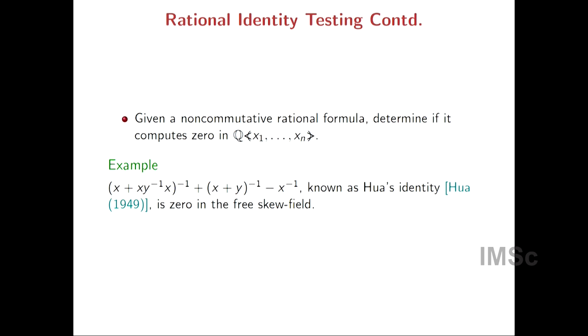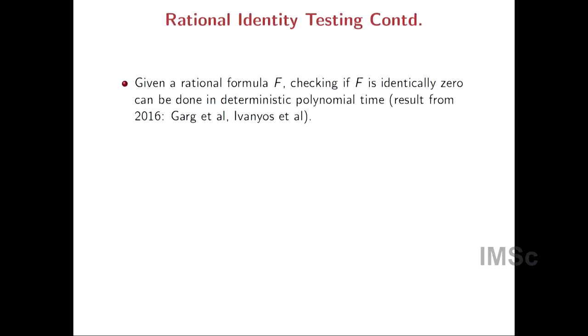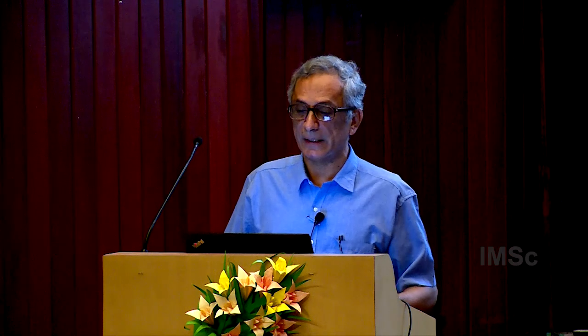So you can't simplify a non-commutative rational expression as f by g, which you can do in the commutative world, because you can move around divisions. Here, whether you're dividing on the left or right matters, and things are harder. And it turns out that if you're given a rational formula explicitly, you can do identity testing in deterministic polynomial time. Identity testing means you're given an expression, you want to test if it's identically zero. It's connected to lower bounds. No time to get into that.